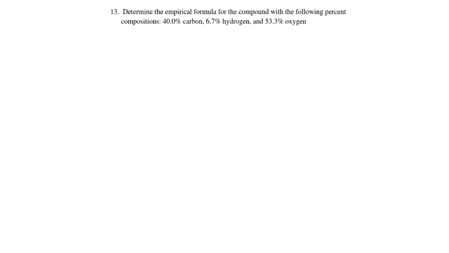Question 13. Determine the empirical formula for the compound with the following percentage compositions. The concept is very simple and straightforward. Take the percentages to be the masses. So we have carbon, hydrogen, and oxygen. Carbon, we have 40%. So 40% divided by 100 is 0.40, right?